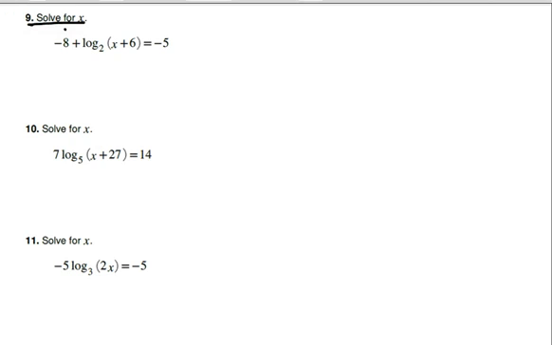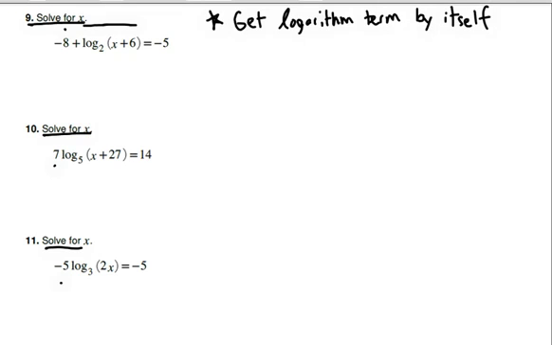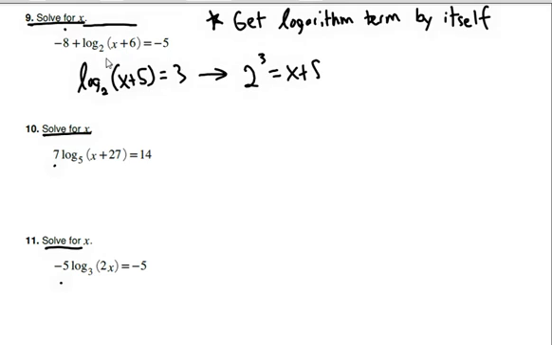Alright, we also have some problems, however, where the logarithm is not all by itself. And the way we solve these type of problems, well, get that logarithmic term all by itself, or isolate the logarithmic term. So in this case, that just means add 8 to both sides. So we now have log base 2 of x plus 6, but I wrote x plus 5 there. Add 8 to both sides, and we get 3 over here. So that would be 2 to the third equals x plus 6.